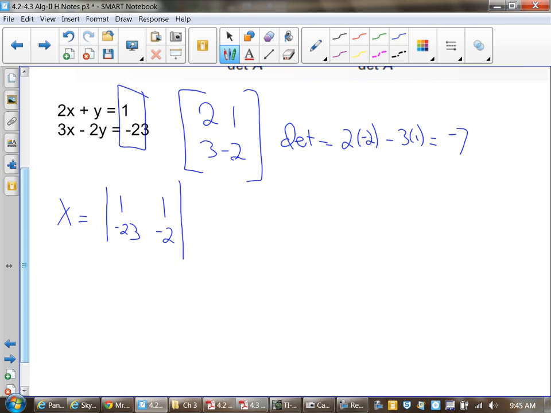I'm going to find another determinant. 1 times negative 2 minus negative 23 times 1. Where did you get 1 and negative 2? Or why is that? I've said it a couple of times now. I've taken that answer column and put it in for the x column. This is the x column, this is the y column. The coefficient from the coefficient matrix. All right? Since I'm solving for x, I take the solution, I put it in that column. Find that determinant. It's 21.